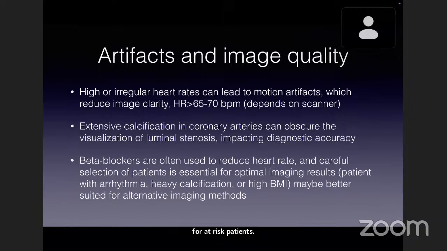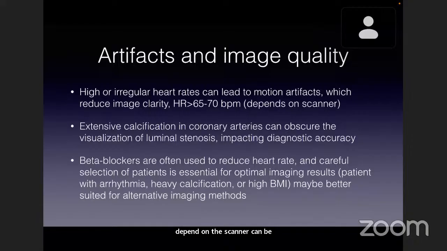Artifacts: a high or irregular heart rate can lead to motion artifacts, which can reduce image clarity. Usually a heart rate above 65 to 70 beats per minute, depending on the scanner, can produce artifacts.